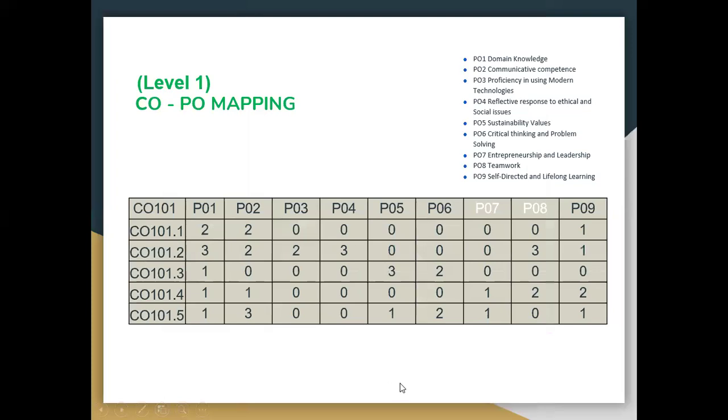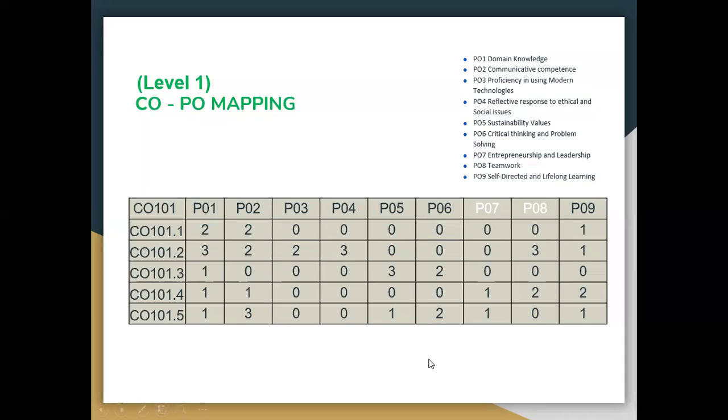Once you complete the COPO mapping, say for one course, it will look like this. Suppose these are the POs, 9 POs are listed there as an example. Then suppose the particular course contains 5 course outcomes. Each course outcome you can map with the different POs, and the mapping strength also will be different. You'll get a table like this.